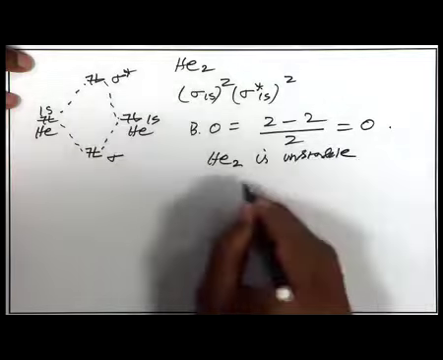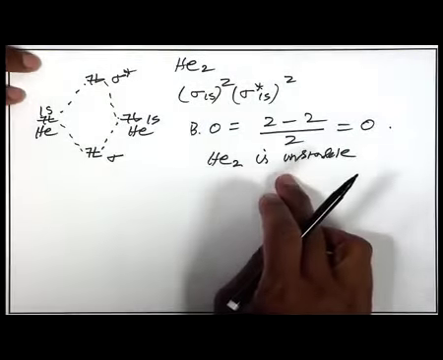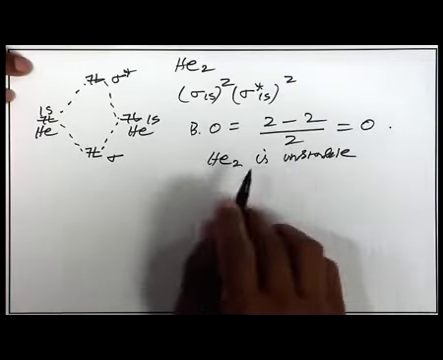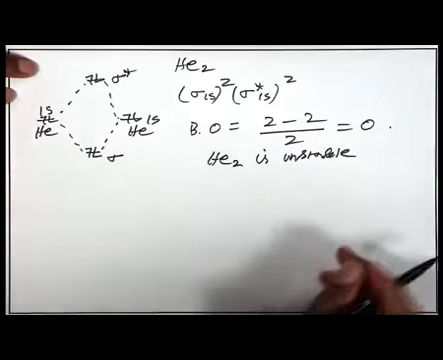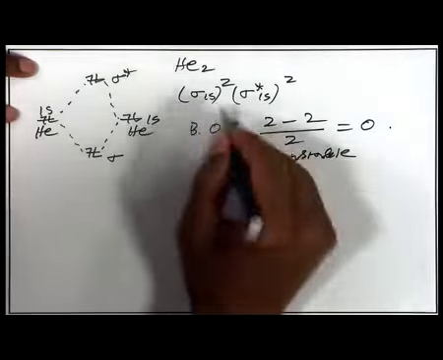That means it does not exist, and that is true, it is experimentally found that it does not exist. So, there is no He2 molecule in the world, because there is no bond between 2 helium atoms. That is how you can do that. So, this is a molecular electronic configuration.